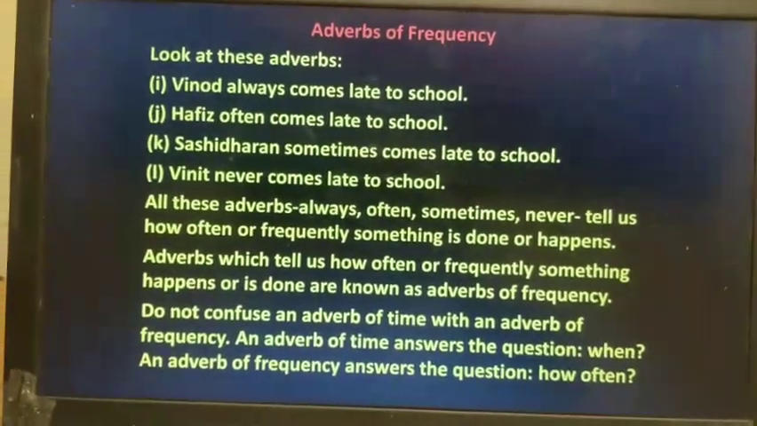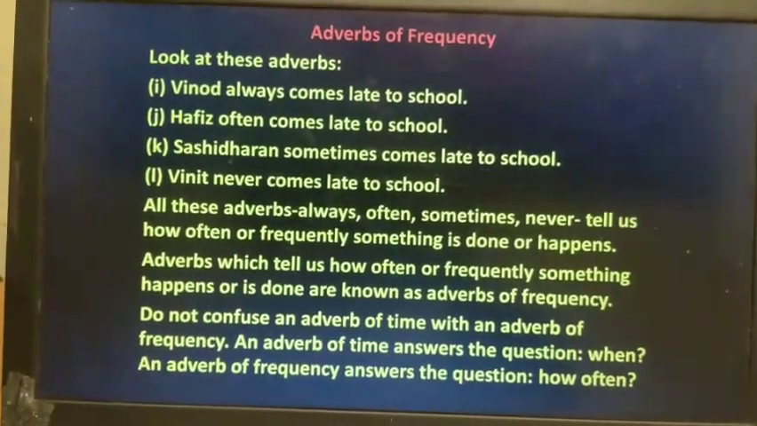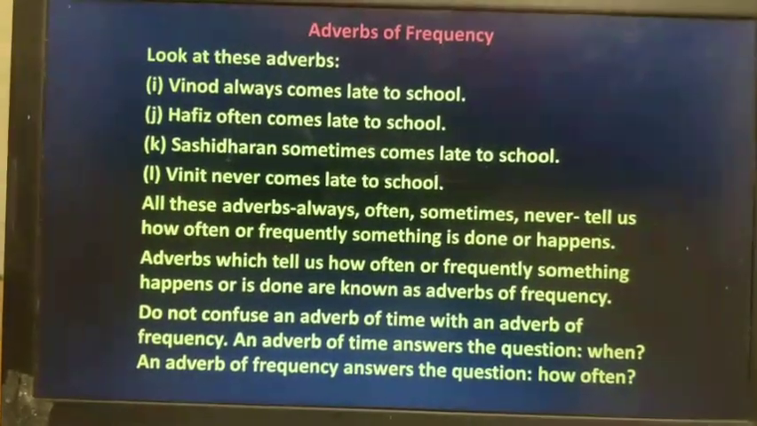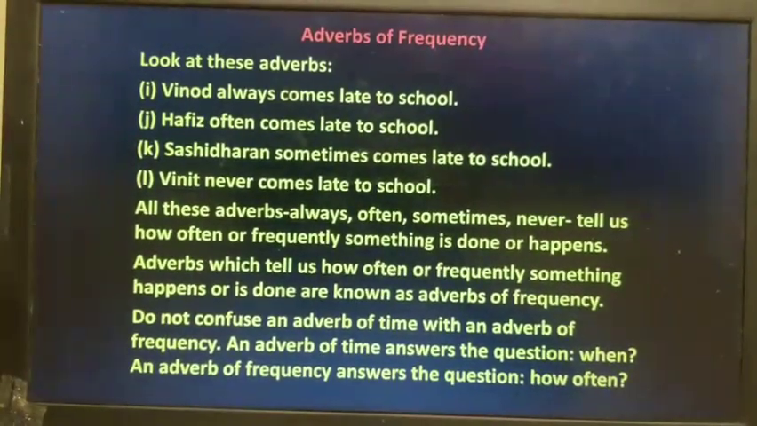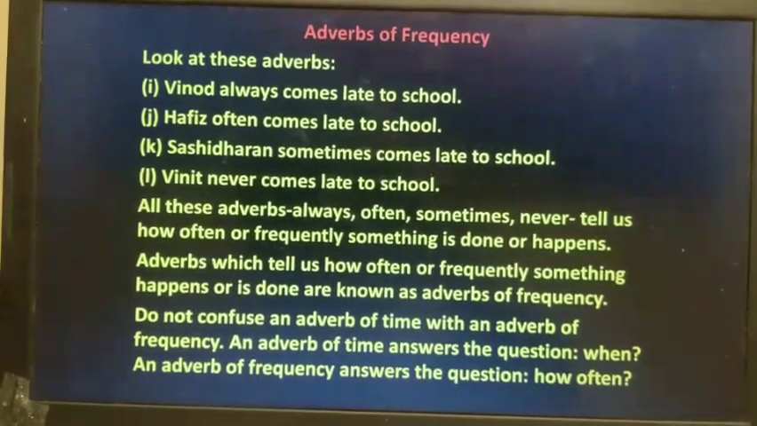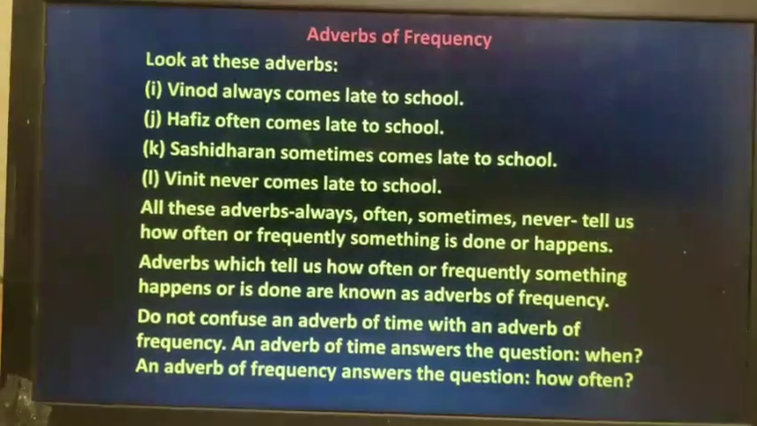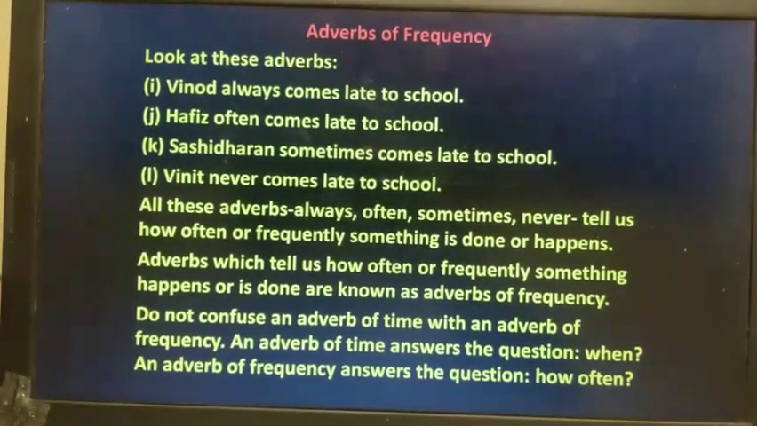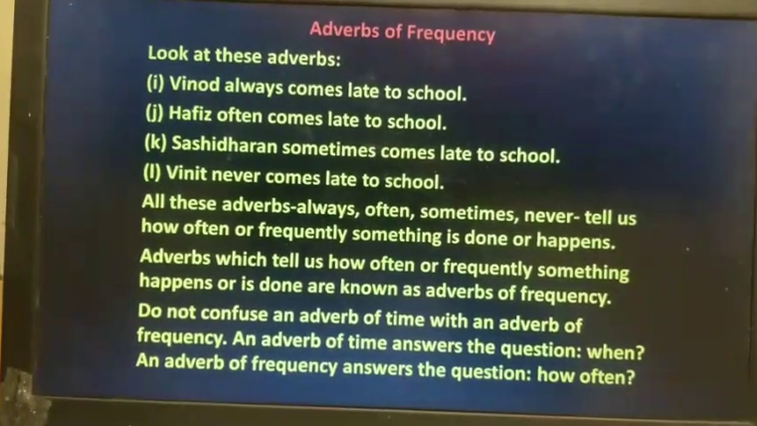In all these examples, students, see the first example, always. Second example, often. Next example, sometimes. After that, never. All these words are adverbs of frequency. Adverbs which tell us how often or how frequently something happens are known as adverbs of frequency. So we should not confuse it with adverb of time. You know why? Because when we are asking about time, students, the question when is getting asked. An adverb of time answers the question when.